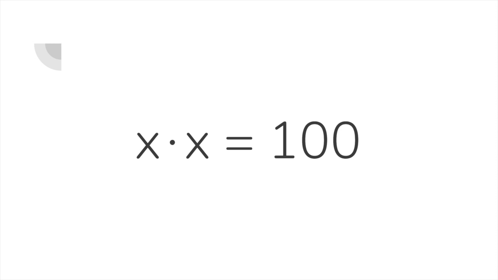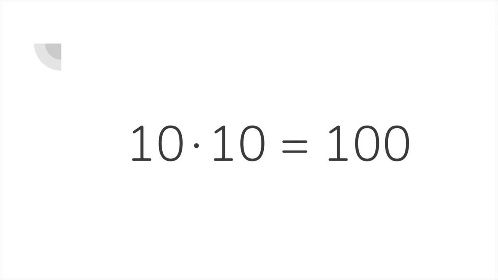If we're given a problem like this, we can easily solve it. To find the square root of 100, we'd have to know which two numbers multiply to give us this number, which we know would be 10.